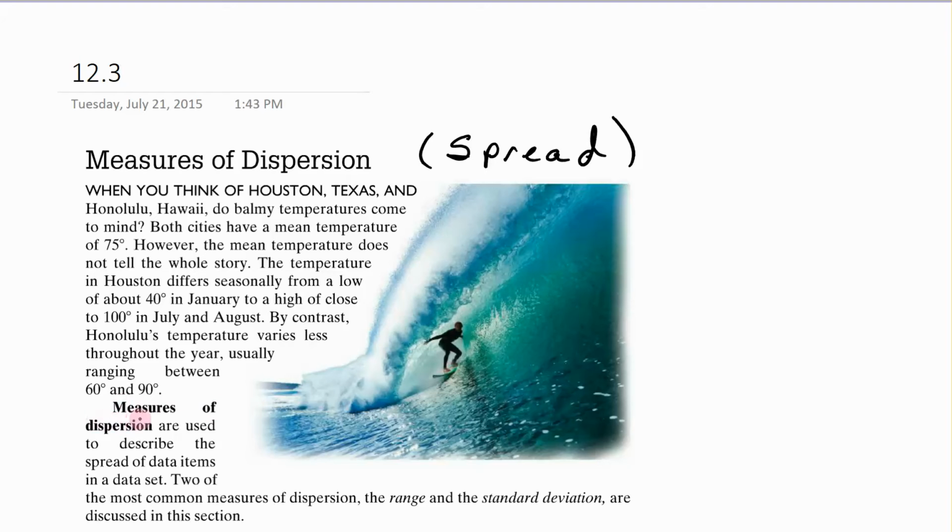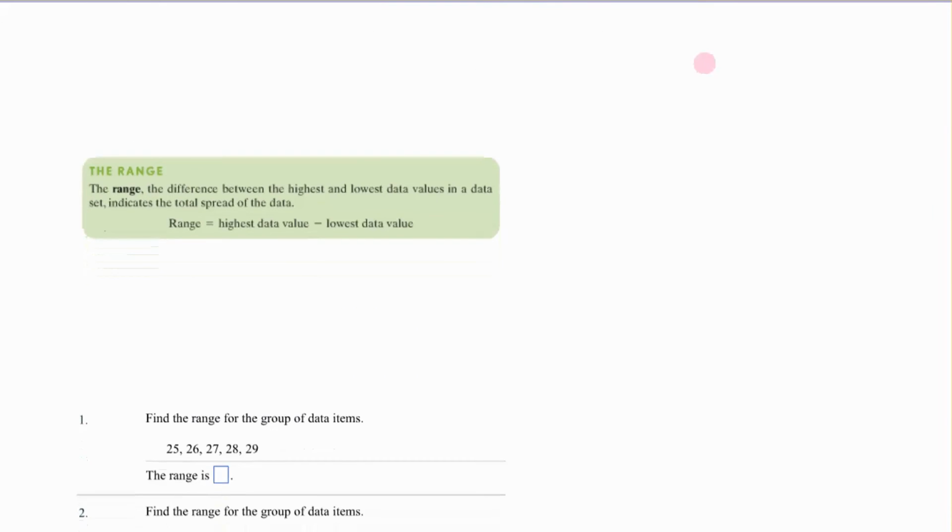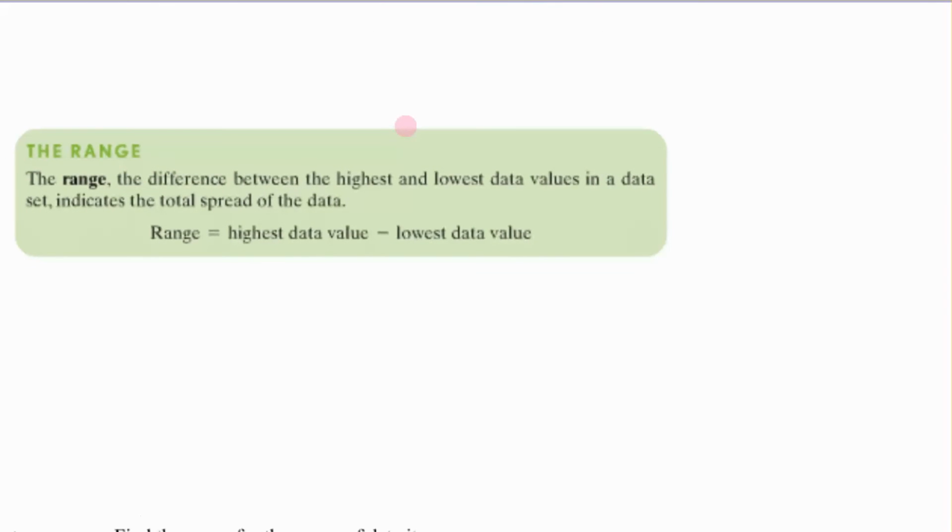Measures of dispersion are used to describe the spread of data items in a data set. Two of the most common measures of dispersion are the range and the standard deviation, and those are going to be discussed in this section. Let's talk first about the range. I'll make this a little larger now.